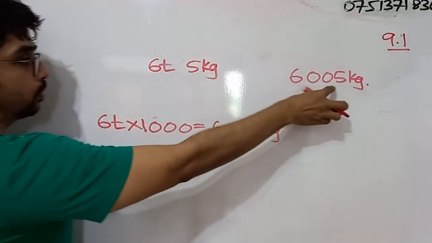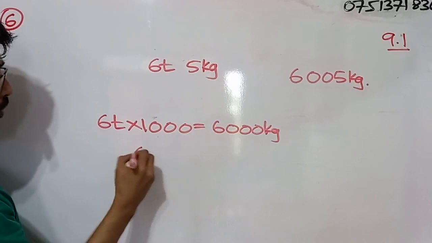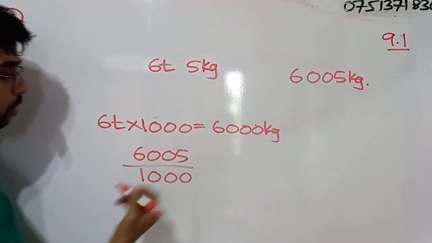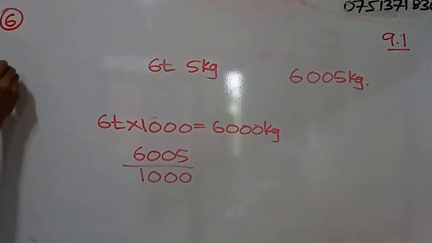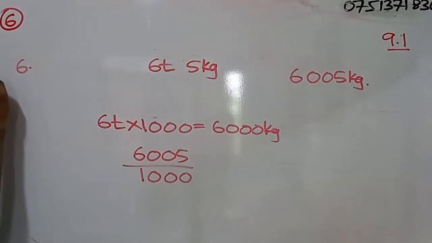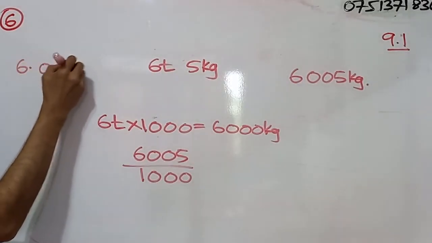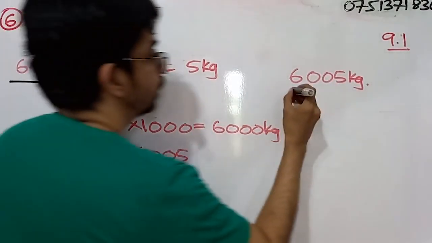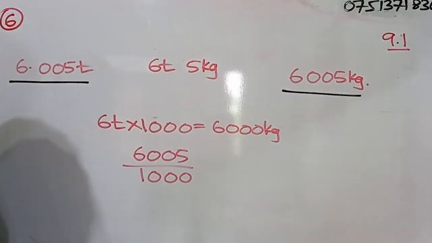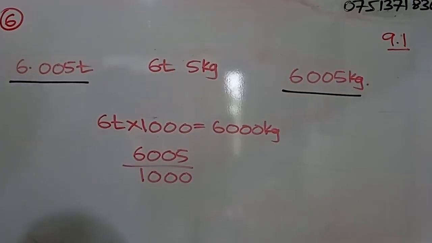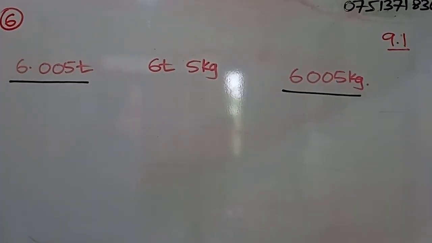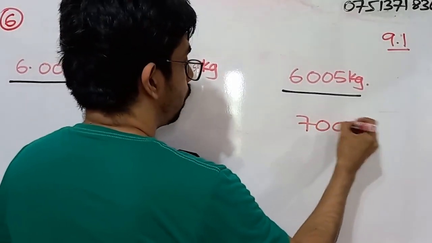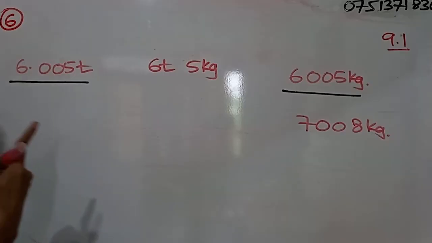Right, then what do? It is easier for us to divide this amount by 1000. So 6005, we have to divide by 1000. So what will be the answer? 6.005 tons. So these are the spaces that they are asking us to fill. Right, so the next one, what do we have? The very last row has been given to us, which is what? 7008 kilograms.